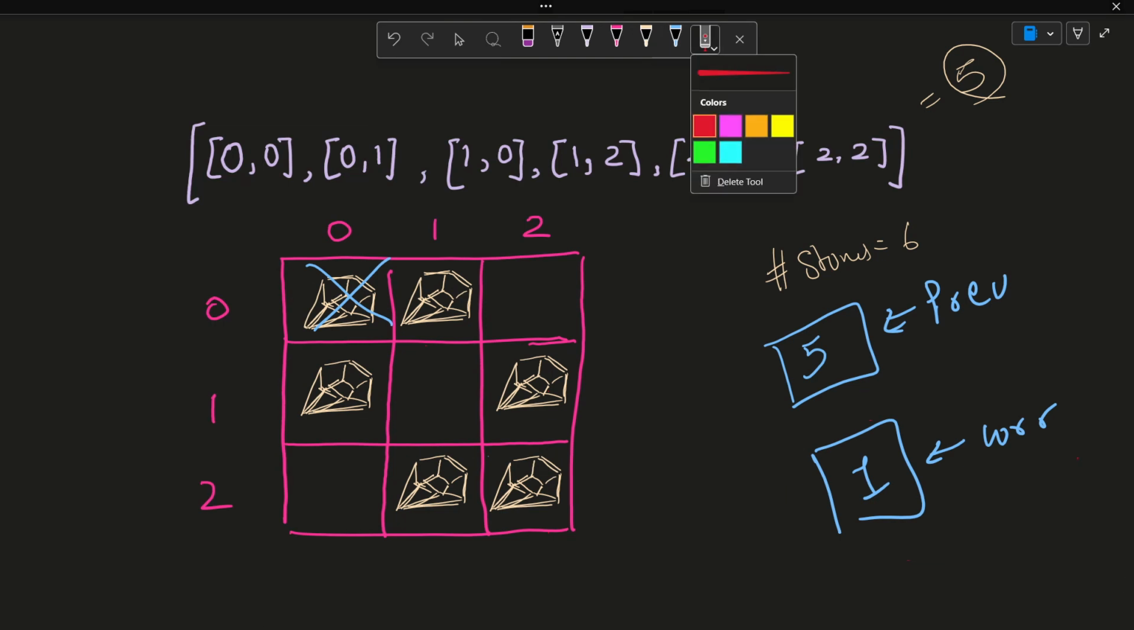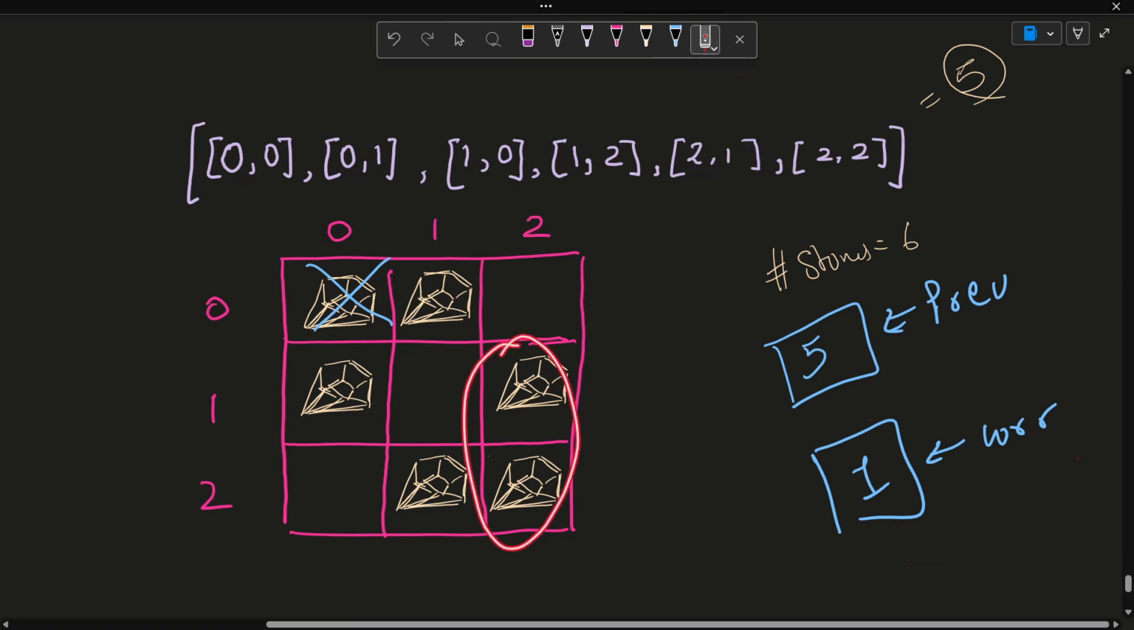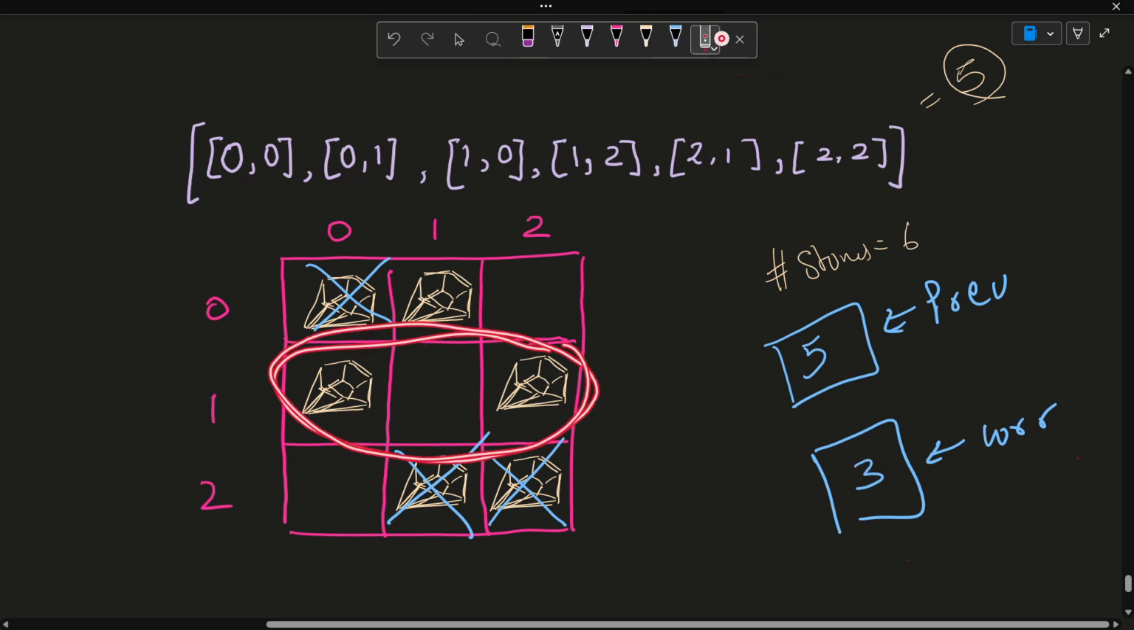Now I see these two are sharing the same column value, so I'll remove this one. So I update this current too. Now what I could do is, I see these two are sharing the column value, so I'll remove this bottom one. So I update the counter to 3, and now if you see, these two again are sharing the row value, so let's say I remove this one. So I remove this and my current is 4.